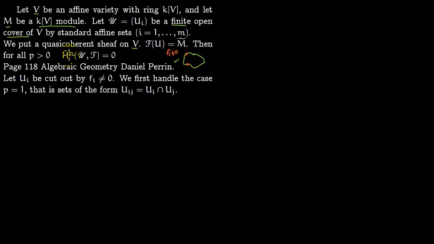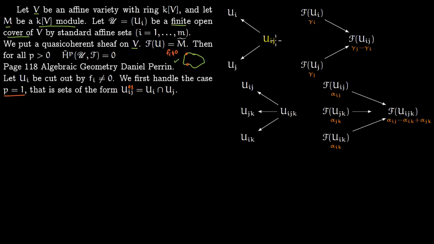So we first handle the case for p equals 1, and then we will generalize to everything else. So what we do is we take sets of the form U_ij, U_i intersection U_j. Because p is 1, the first index is 0 and the second index is 1 according to the notation in Daniel Perrin's book. So first let us draw some diagrams and understand how this U_ij sits in the complex. So this U_ij is the intersection of U_i and U_j. So this sits inside U_i and it sits inside U_j.